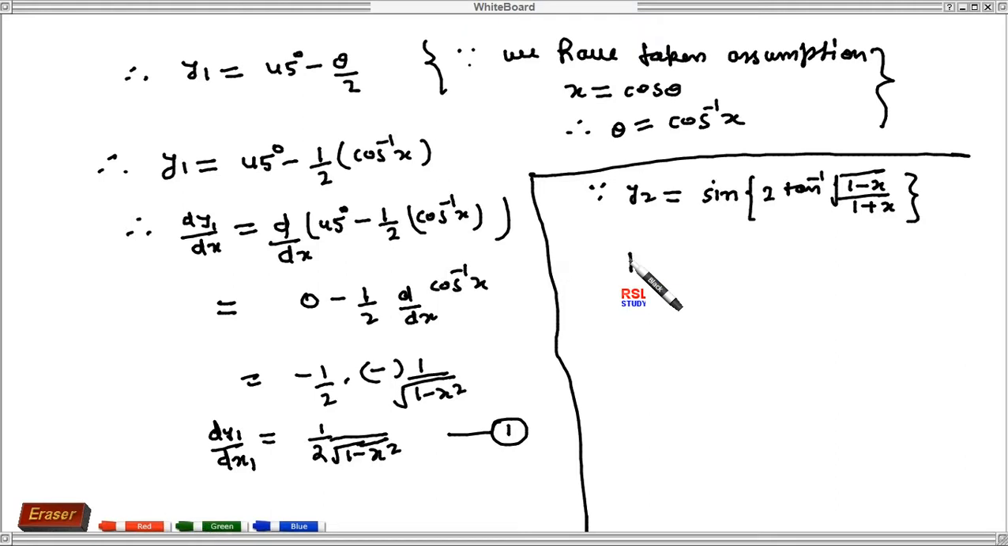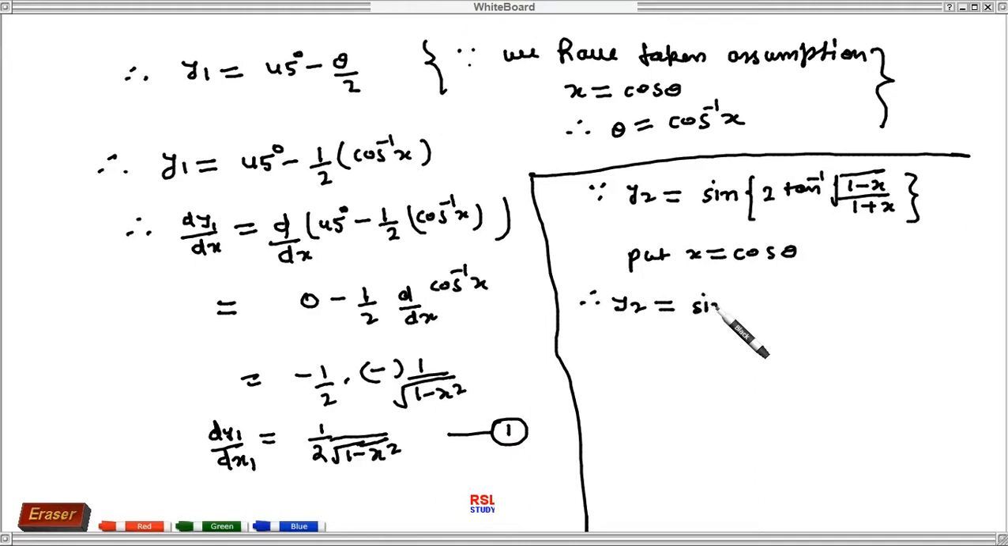So y2 is like this. We will put the terms of x such that we can find the value in terms of sine. So here the term is like this. Firstly, we will put x in such a way that we could get the value in terms of tan, so that we could use the property of tan inverse tan. And after that, we will put x equal to cos theta.